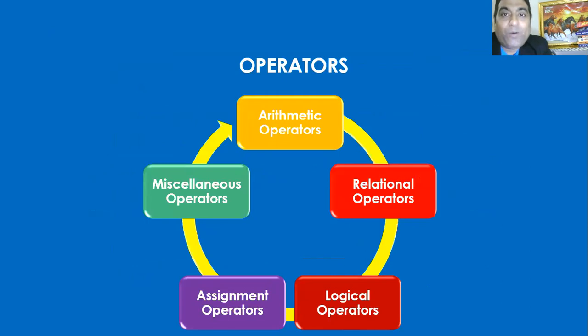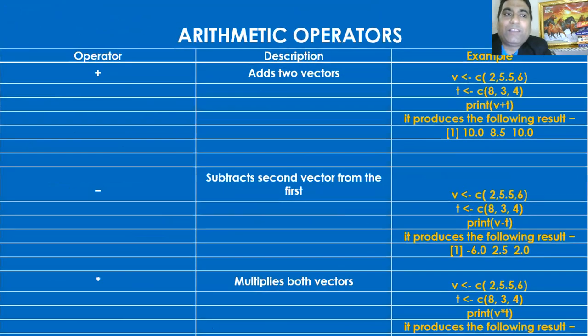Now the next thing is operators. There are 5 kinds of operators in R: arithmetic operator, relational operator, logical operator, assignment operator, and miscellaneous operator. Let us see the different kinds of arithmetic operators. This is plus, minus, divide. One by one, we will see the arithmetic operators.